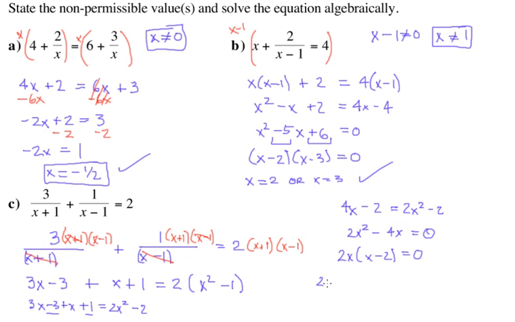So our solutions are going to be either 2x equals 0, which means x equals 0, or x minus 2 equals 0, which means x is 2. Those are our two solutions.